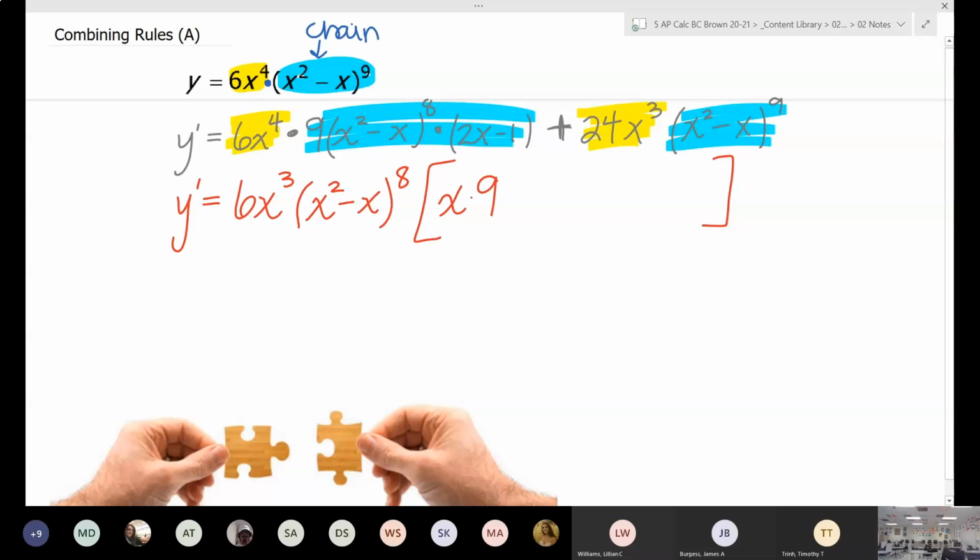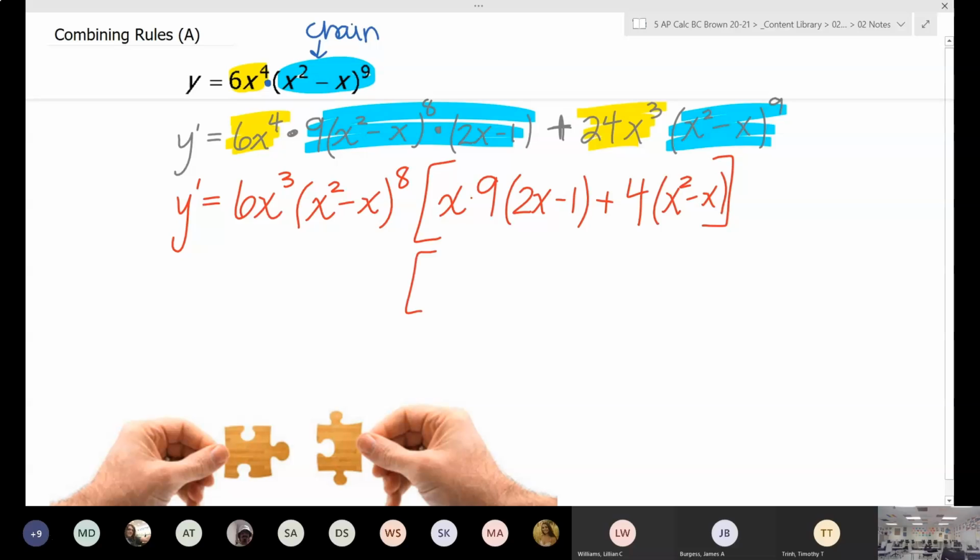I took out all of the x squared minus x to the 8th power, but I did leave over this 2x minus 1. And then for the second term, after the plus sign in the product rule, again, I took out a 6, leaving a 4. I took out all of the x cubed. I took out 8 x squared minus x's, leaving one of them left over. And then I can simplify it from the inside out.